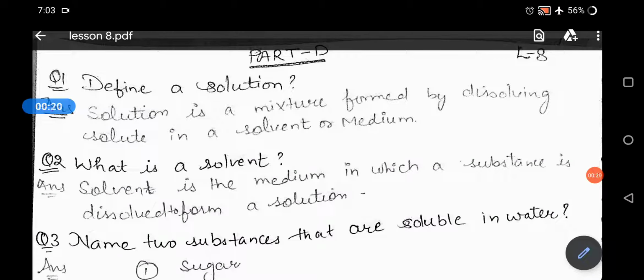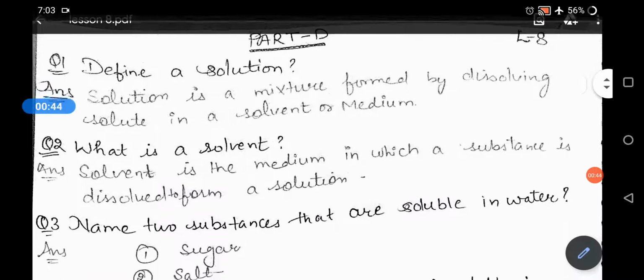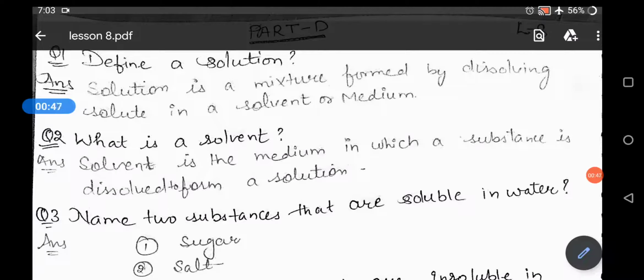So we all know what a solution is. A solution is a mixture formed by dissolving solute in a solvent. We all know how a solution is formed. A solution is formed by dissolving solute in the solvent. So the answer is: a solution is a mixture formed by dissolving solute in a solvent or a medium.